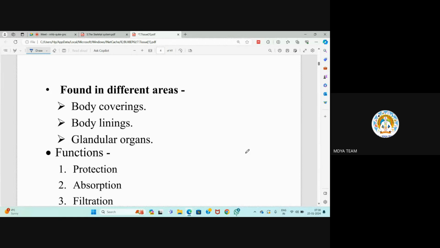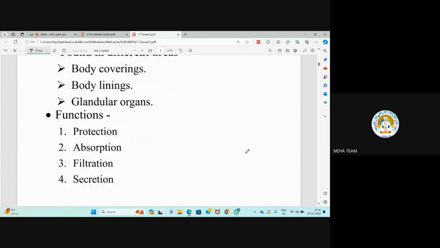Now, what are the functions of epithelial tissue? Obviously, when we find it in the coverings, it will protect our organs. So protection is the first function.